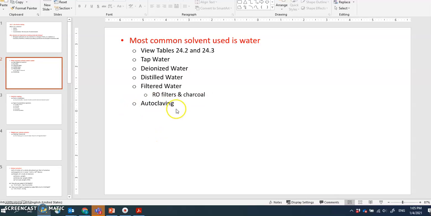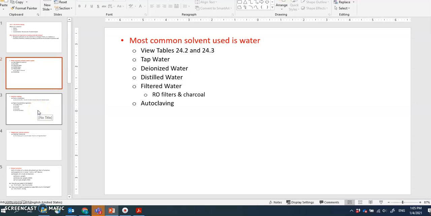Okay, autoclaving could be another way of generating pure water, because autoclaving is what? It's a steam heat treatment of water. So by doing so, you can kill any living cells that exist in your water. Okay, so water quality is very important when you prepare your solution.